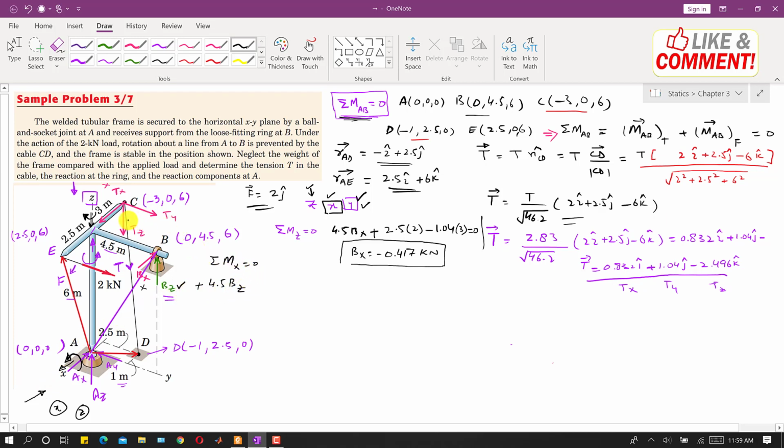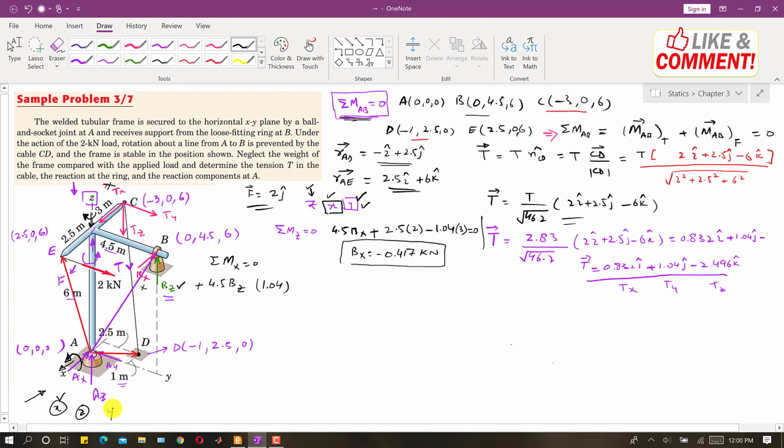And now if we observe the components of this tension T in this cable, this Tx is parallel to the x-axis, so it will not produce any moment. This Ty, so I will write Ty, has a magnitude of 1.04, so I will write 1.04, and we are taking moments about the x-axis.